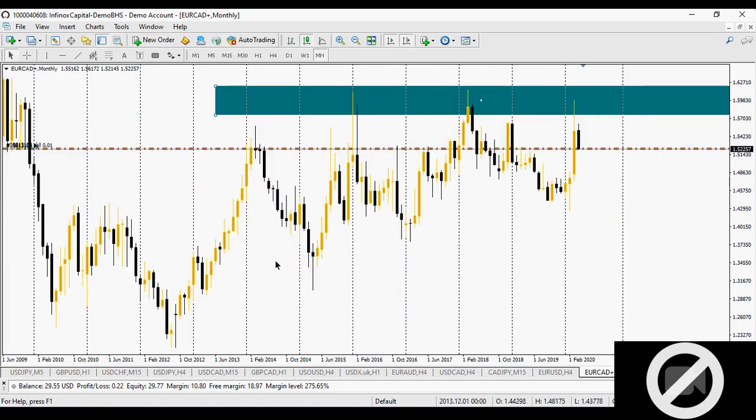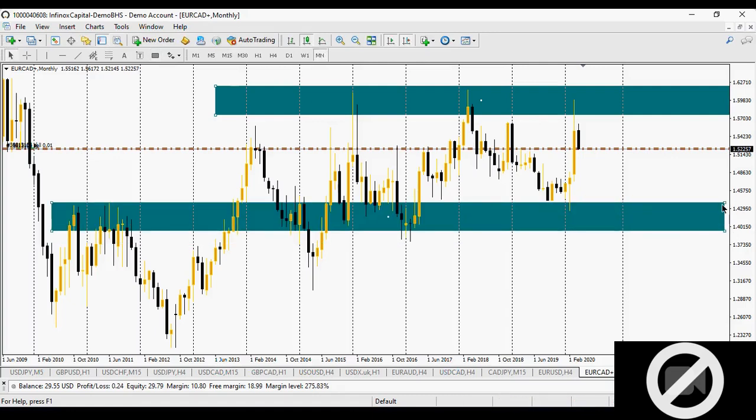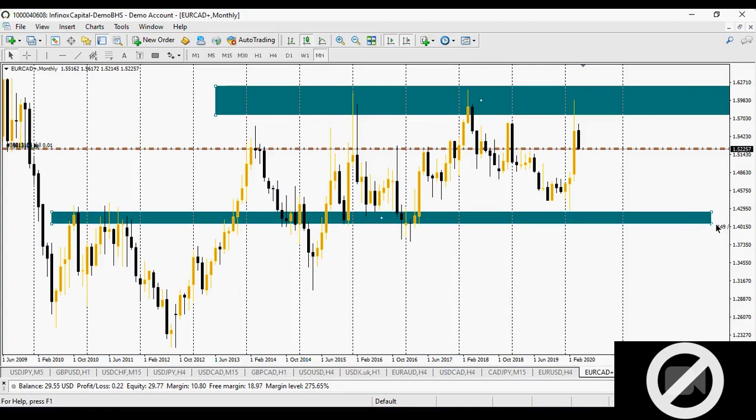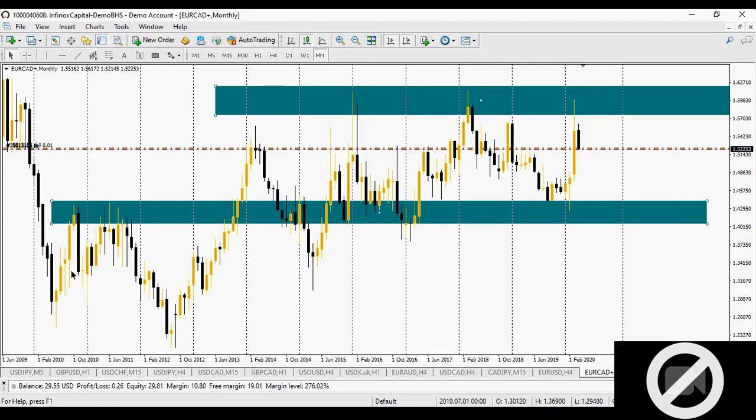Now, if you look at the market, this was 2016. Market came up and got to this place and reversed down to this area. If you look at this area very well. Now, if you look at this area, this is 2010. Market came up to this point, reversed down. It came up again in 2011. So this same area, what did it do? It reversed down again.